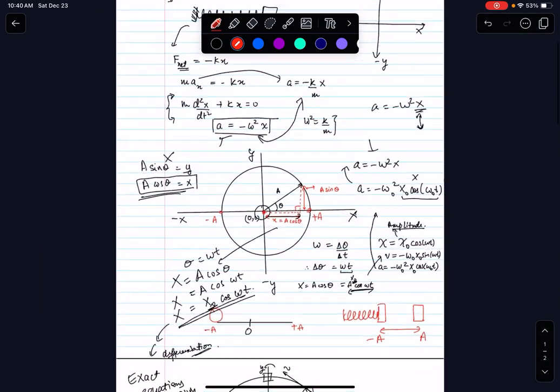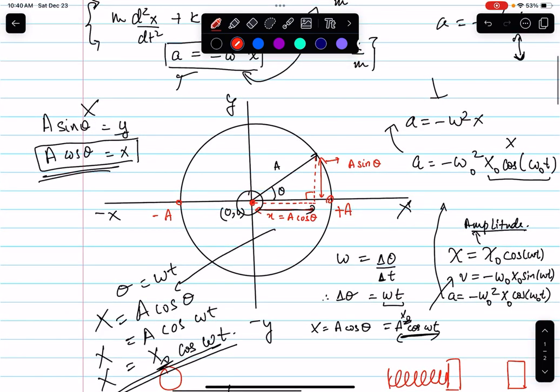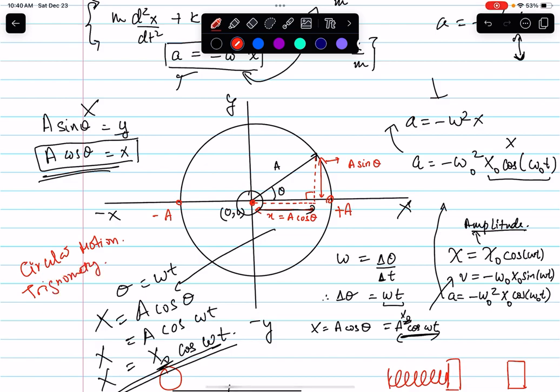Alright, so that's how we look at SHM. Main thing is, don't think of this as a topic in waves. It's not really closely related to waves. It's more of like circular motion, lots of trigonometry. You need to be very strong in trigonometry. So circular motion, trigonometry, and then some basic differentiation. So just basic differentiation.